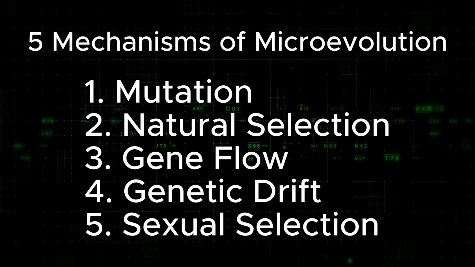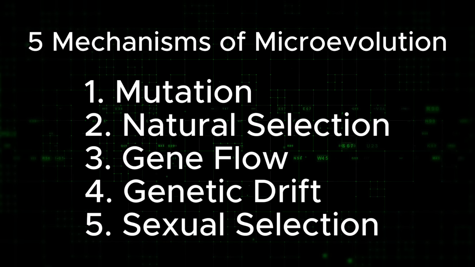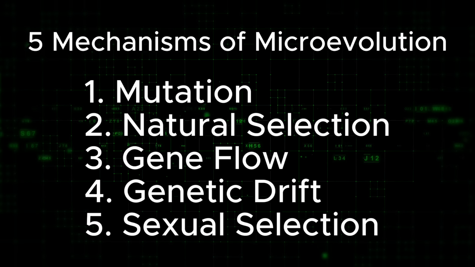that occurs over time, and it turns out that in our universe, there are 5 major mechanisms that drive this change. 1. Mutation. 2. Natural selection. 3. Gene flow. 4. Genetic drift. And 5. Sexual selection. Mutation is simple to understand.